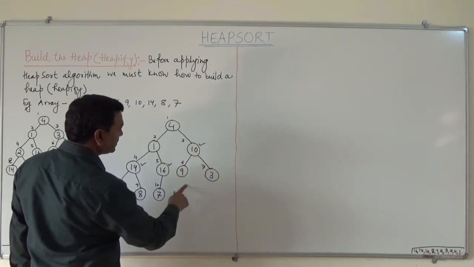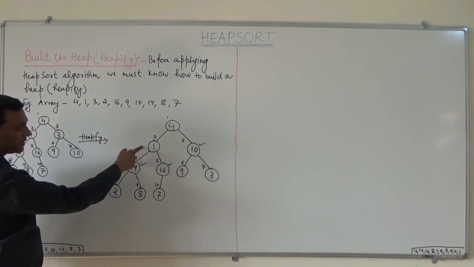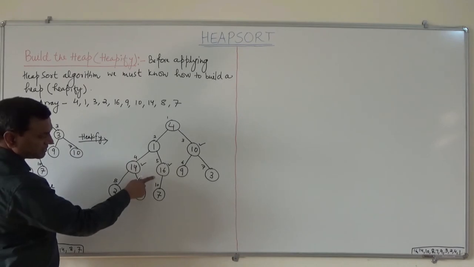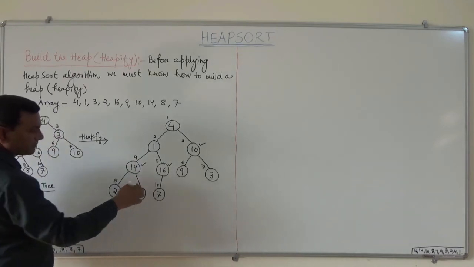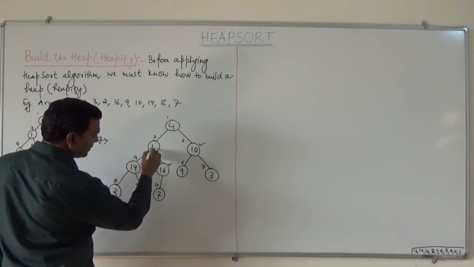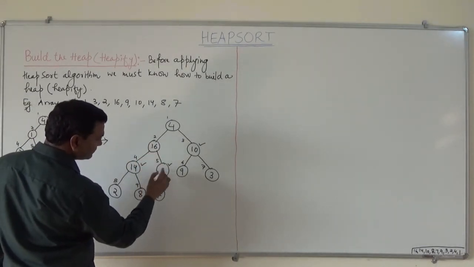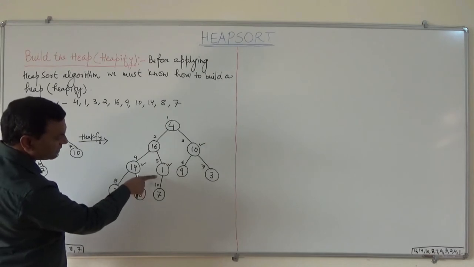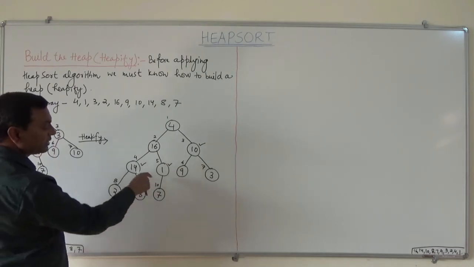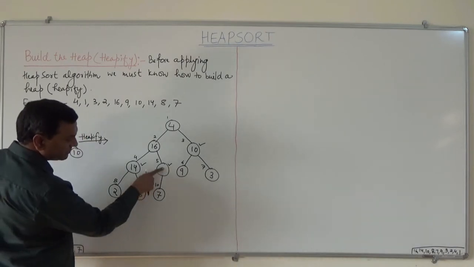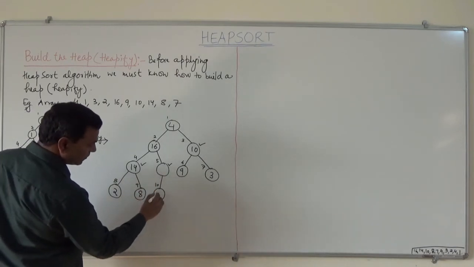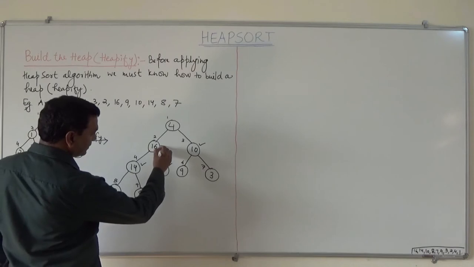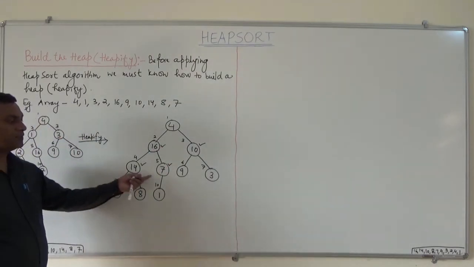This is greater than 9 and 3. Now we will see this 1. So 1 is less than 14 and 16. So 1 and 16 should be interchanged. Now it is okay. 16 is okay, but this 1 is less than this 7. So again we will interchange this 1 and 7. So this is 1 and this is 7 now. Now it is okay. The 16 is greater than 14 and 7.